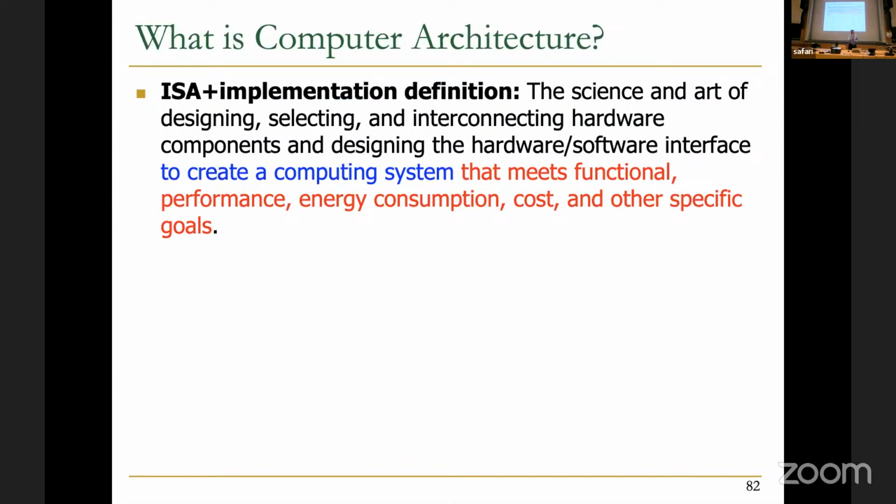So let's go back to computer architecture. Computer architecture used to be defined based on the ISA definition, but we have an ISA and implementation definition. So it's the science and art of designing, selecting, and interconnecting hardware components and designing the hardware-software interface to create a computing system that meets functional, performance, energy consumption, cost, and other specific goals. So here we're talking about both the ISA and the implementation, right?